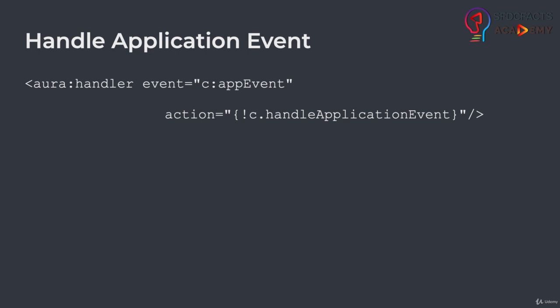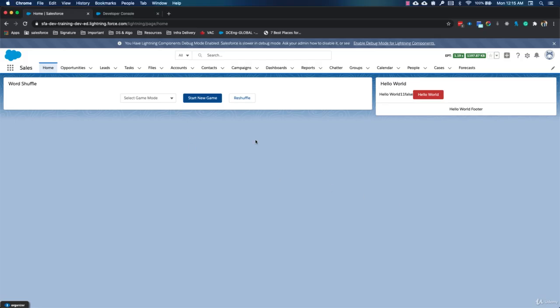So now let's go back to our Salesforce org and we will see how we can use an application event there. So first of all, we do not have any result component here. Once we add that result component, then we would like our result component to auto refresh as soon as we complete a game here. So that's our best use case to use application event in our word shuffle game.